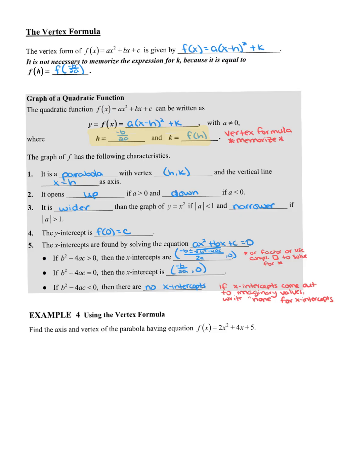So example 4, find the axis and the vertex of the parabola having the equation f of x equals 2x squared plus 4x plus 5. So we can complete the square like we have been doing. There are two ways to do this: completing the square, or the vertex formula. So we'll do both, and you get to use whichever one you think is easiest or makes the most sense.